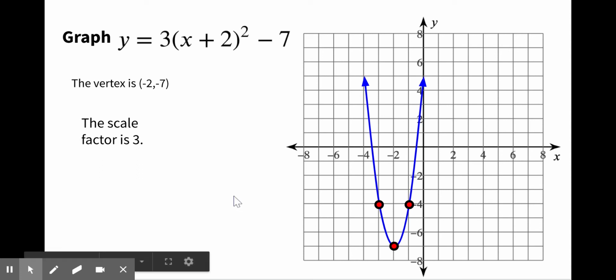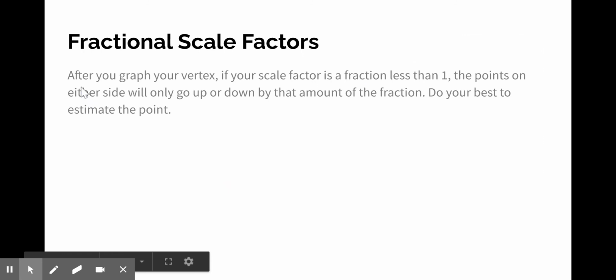Okay, our next one is fractional scale factors. After you graph your vertex, if your scale factor is a fraction less than 1, the points on either side will only go up or down by the amount of that fraction. Do your best to estimate the point.